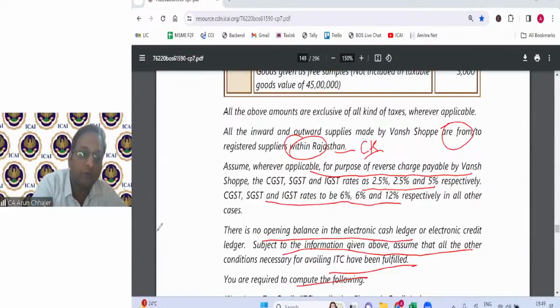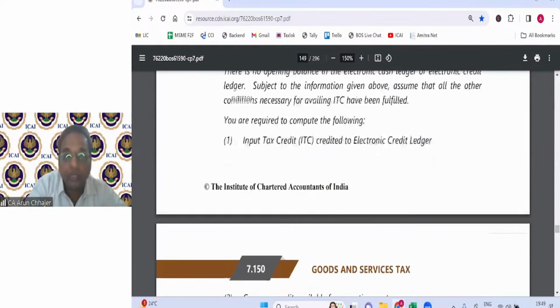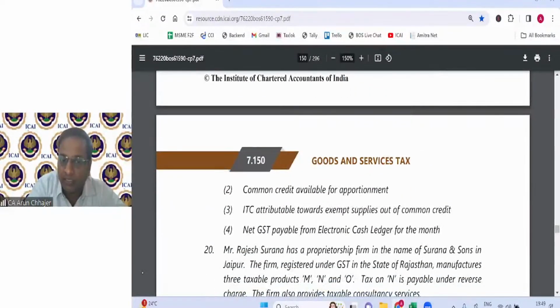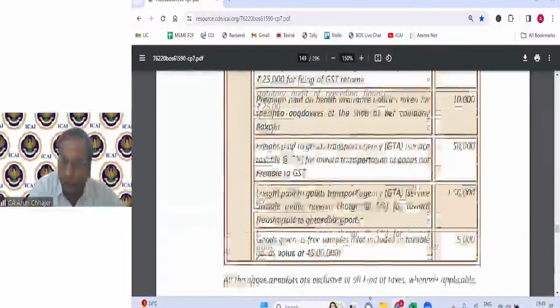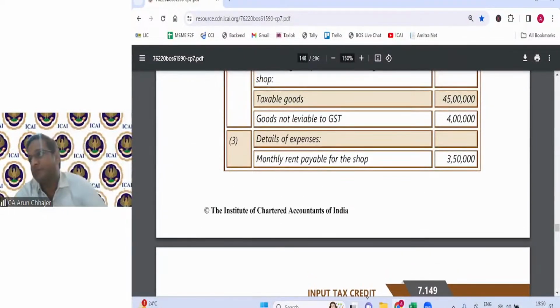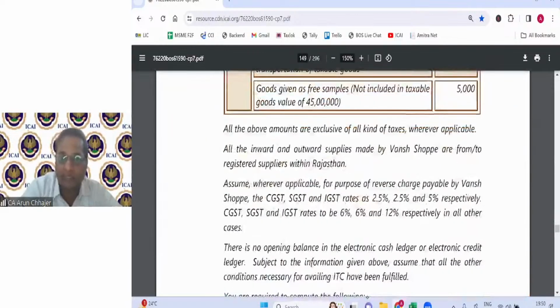You are required to compute the following. What is the calculation? ITC credited to the credit ledger, common credit apportionment, ITC attributable toward the exempt supply, and net GST payable. So almost the same thing which we calculated in the last question, we have to calculate in this also. Correct? So the rate is 12%. The rate assumed by the question is 12%.